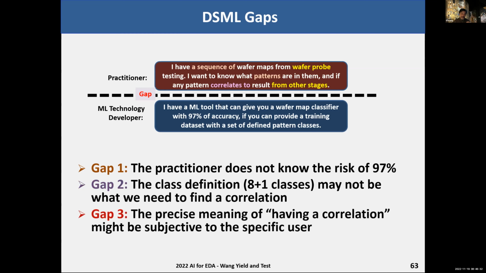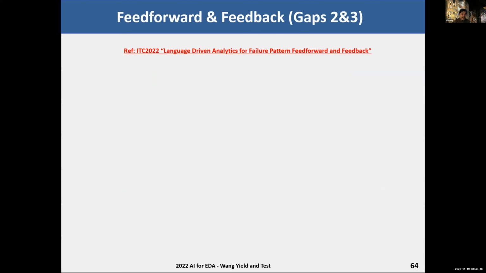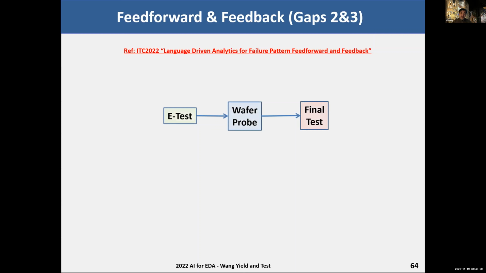And furthermore, the precise meaning of having a correlation can be subject to the specific user. I know roughly what correlation means, but I don't know the precise meaning of what correlation means, what they want, right? So the reason we encounter gaps 2 and 3 is because we're interested in analytics across multiple testing stages, for example, between e-test and wafer probe, and then between wafer probe and final test.